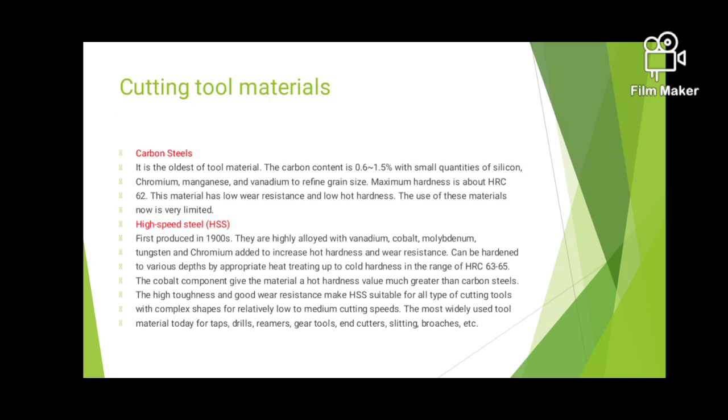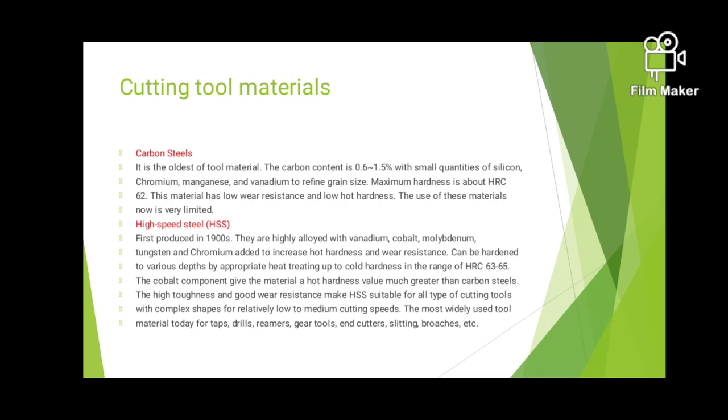Cutting tool materials, carbon steels. The oldest tool material is carbon steel. The carbon content is 0.6 percent to 1.5 percent, with small quantities of silicon, chromium, manganese, and vanadium to refine grain size. Maximum hardness is HRC 62. This material has low wear resistance and low hot hardness. The use of this material now is very limited.